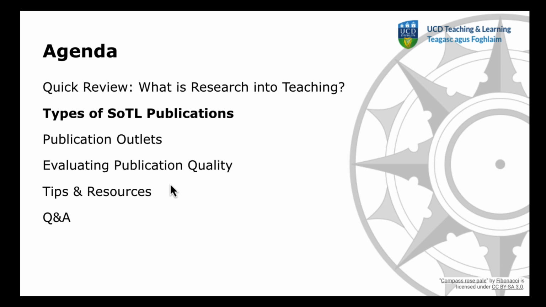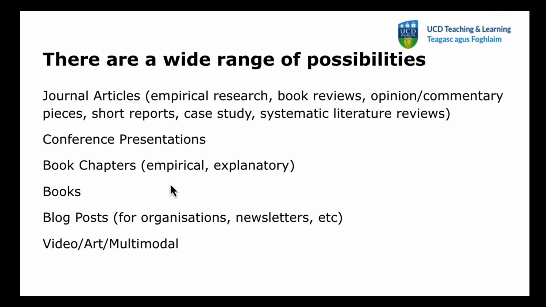So let's take a look at different types of publications in the scholarship of teaching and learning sphere. There are journal articles, which include empirical research. You can do book reviews, opinions and commentary pieces, short reports, case studies, and systematic literature reviews. So if taking on a big piece of empirical research feels very overwhelming, you could think about doing a book review, maybe about a topic that you're very interested in in your discipline.